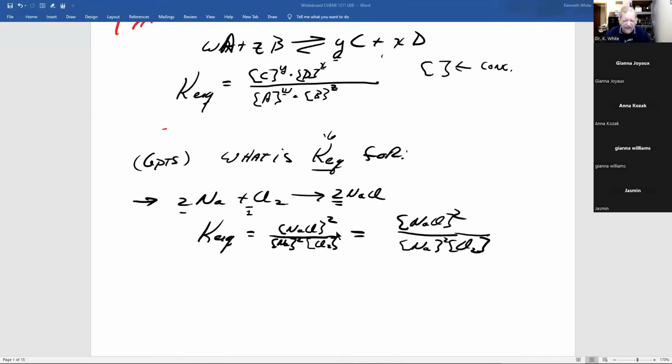And therefore, on my test, I'll ask this kind of question, 6 points, what is the equilibrium constant? And here's how you figure it out. But I will never ask, giving you certain values for sodium and chlorine concentration and sodium chloride, what's the actual number? That's my gift to you. Thank you, Dr. White. You're welcome.